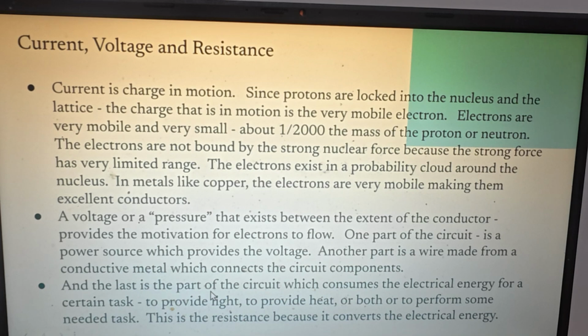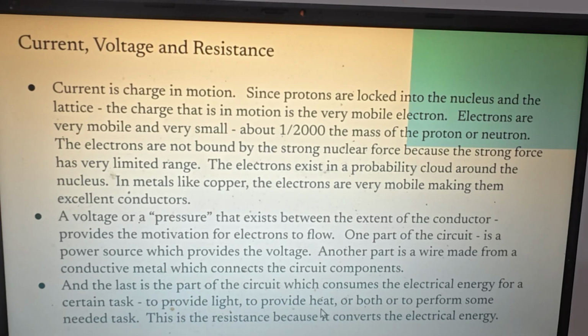And then there's the part of the circuit which consumes the electrical energy for a certain task, for example, a light or some sort of device that consumes electricity to perform a needed task. This is the resistance, because it converts that electrical energy into whatever task needs to be done, whether it's heating, lighting, or something else. So that's current, voltage, and resistance.